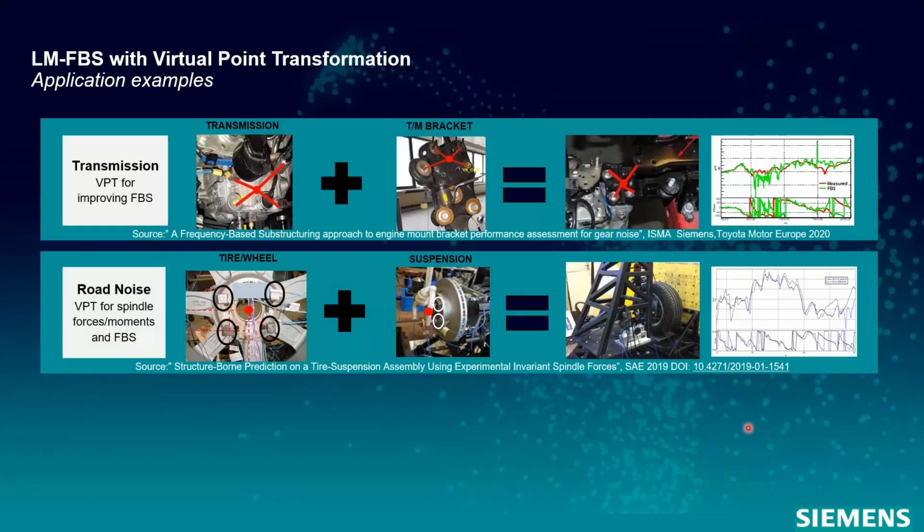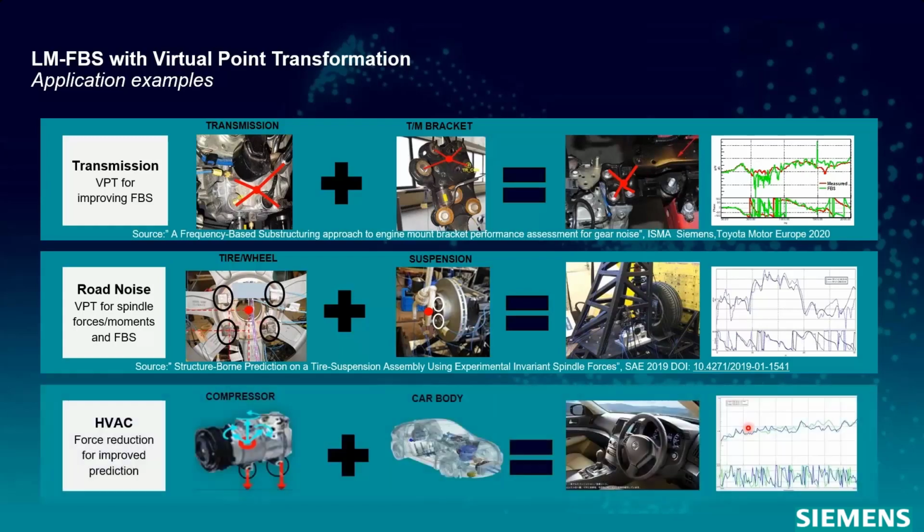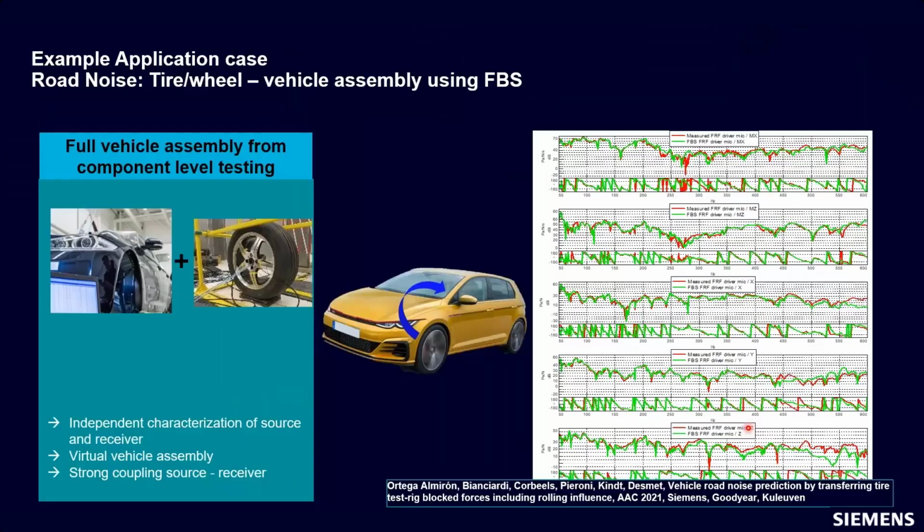So we get the FRFs of the tire wheel and we connect it to the suspension of the vehicle. The HVAC compressor, so we get FRFs of that, we connect it to the body and we calculate the transfer. If you really take care of your noise and get high quality input data, then you also get very valuable results, as you can see here.